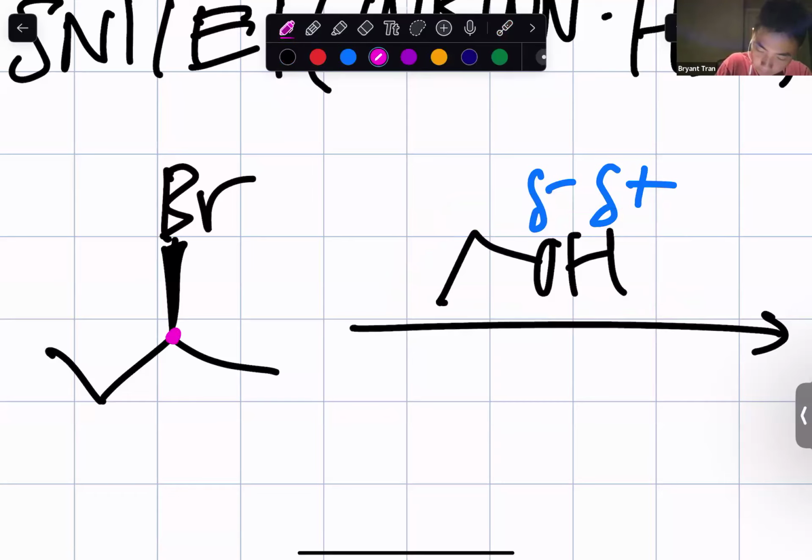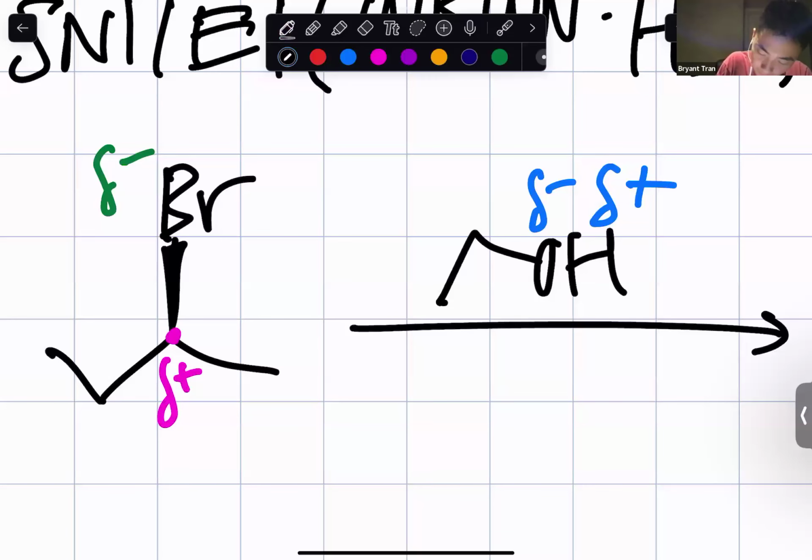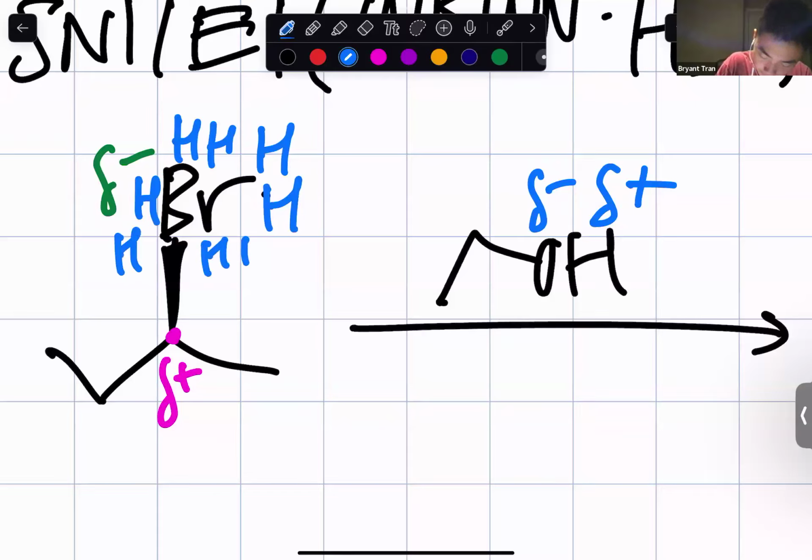We know the bromine is partial negative, and the substrate, or the electrophile, is partial positive. Now if we put this and this together, we have a lot of alcohols around, where the partial positive hydrogens are going to surround the leaving group. They're going to do solvolysis here.